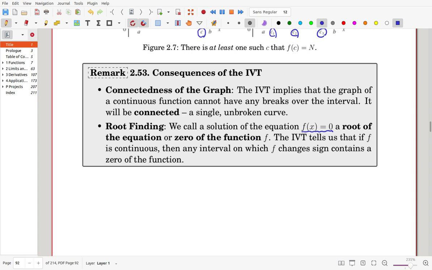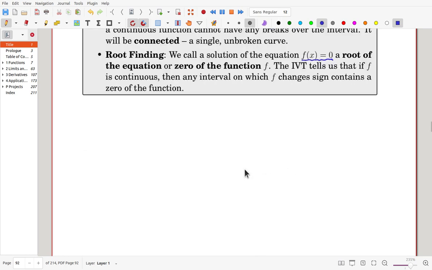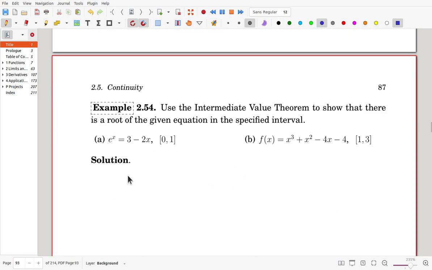If there's no solution, then it's basically a useless search. So from the beginning, you may make sure that there is a solution in a certain interval. Okay, let's try to solve problems here. Use the intermediate value theorem to show that there is a root of a given equation in the specified interval. Okay, let's try to solve this problem first.